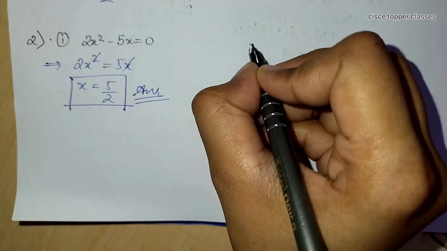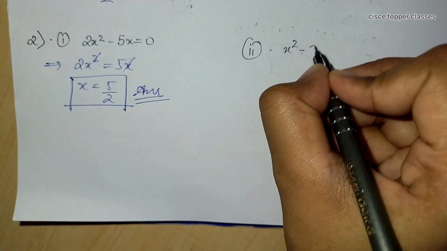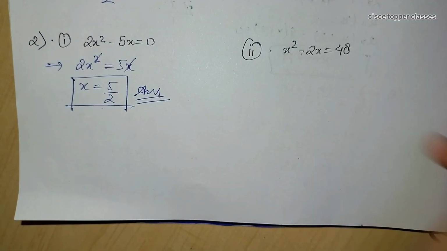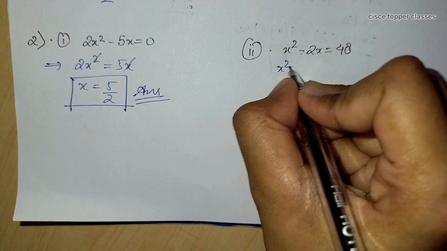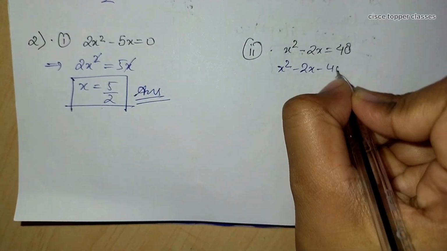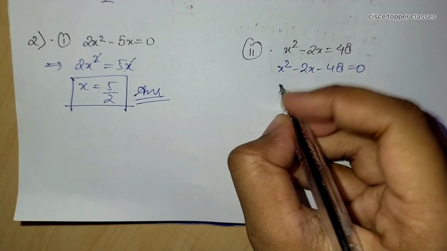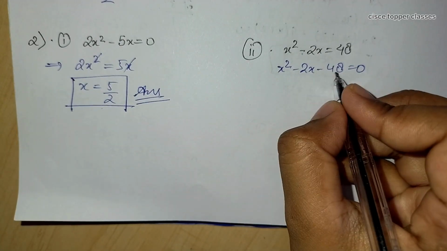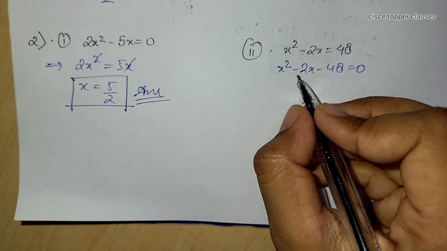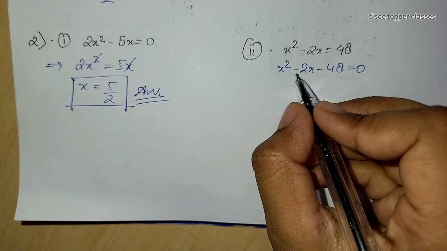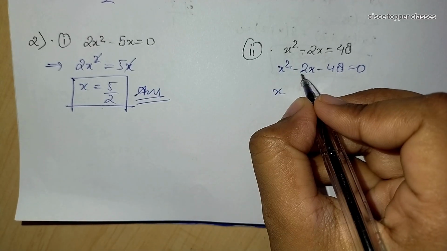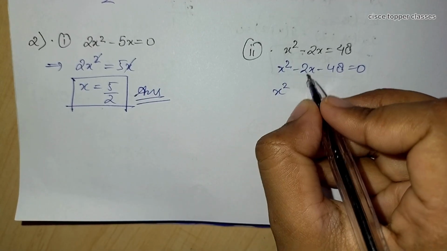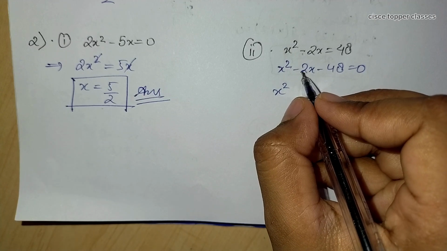Now we can solve the second part, x square minus 2x equal to 48. We can write it as x square minus 2x minus 48 equal to 0. On multiplying the x square coefficient and the constant, we get 48. We need two numbers whose product is 48 and whose difference gives 2: 6 into 8.